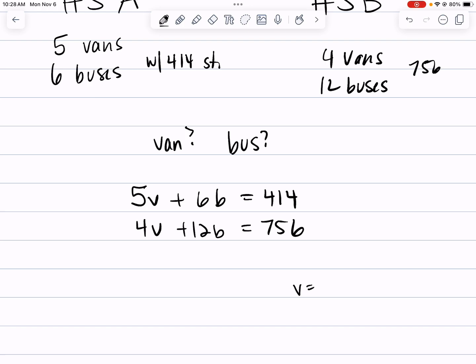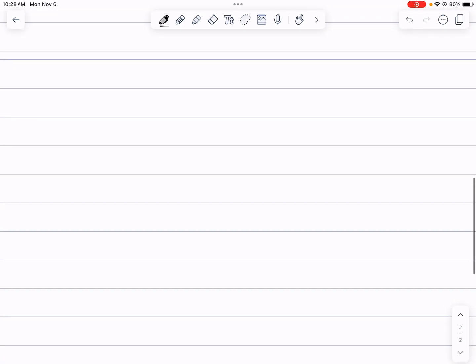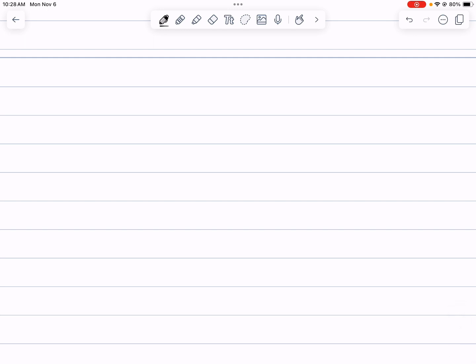I will tell you that the answer is 12 people per van, and a bus can hold 59 students. But the setup really comes down to what the things are that we don't know. Once you can see them, you can see where those variables pop up. So that's example 1, the more basic type. The others are not as clear.